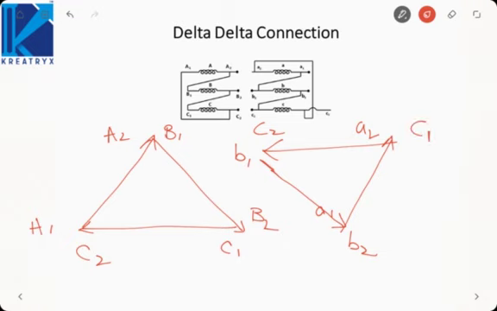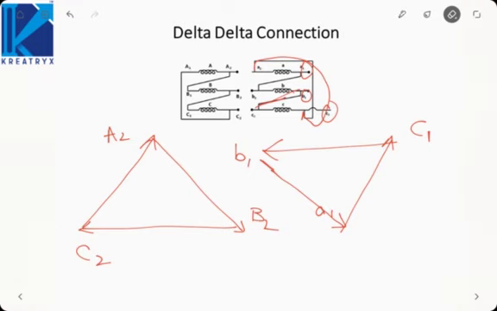A1 and B2 must be same point. A2 and C1 must be the same point. And B1 and C2 must always be same. Now here output is taken from A1, B1 and C1. So let us remove the subscript 2. Like this I am removing the subscript 2. And here the output is taken from A2, B2 and C2 in primary. So I will remove the subscript 1.